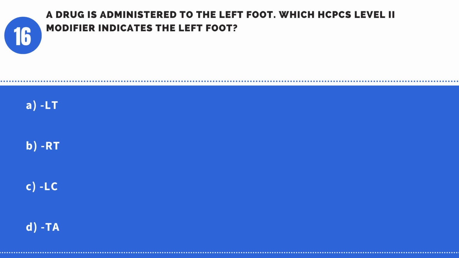Question 16. A drug is administered to the left foot. Which HCPCS Level 2 modifier indicates the left foot? A. LT. B. RT. C. LC. D. TA.